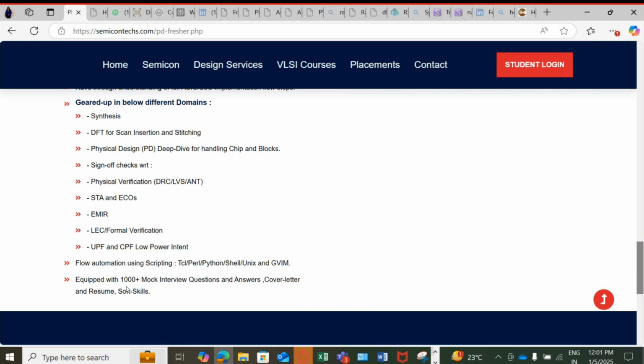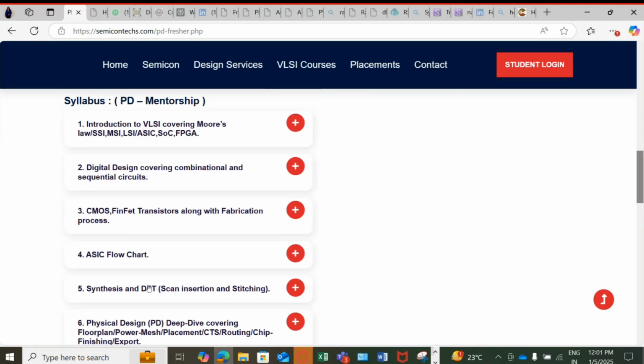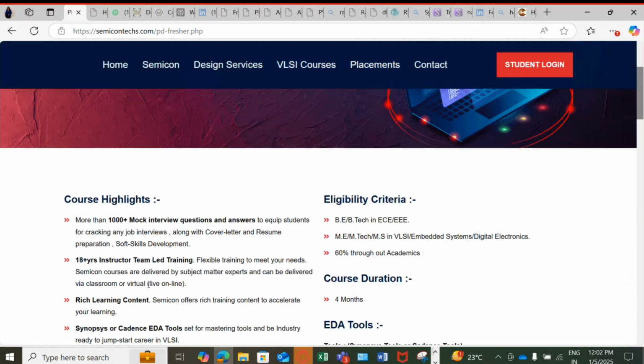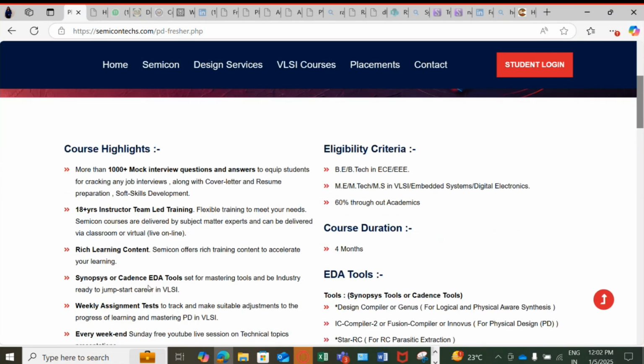You'll be equipped with 1,000+ mock interview, real-time interview questions and answers, which will actually be asked in your interviews. I would say if you prepare this properly, interview questions and answers in the range of at least 3 to 4 years of experience will be easily covered in these mock interviews. Then cover letter preparation, resume, and soft skills. Any questions on the course content? Everything has been very clearly put on the website, which we will be strictly following, so that you gain the maximum advantage by enrolling in the PD course. Any questions?